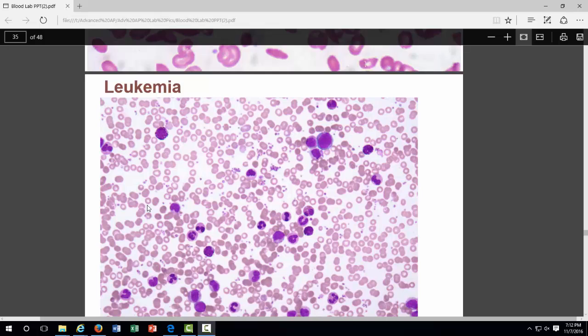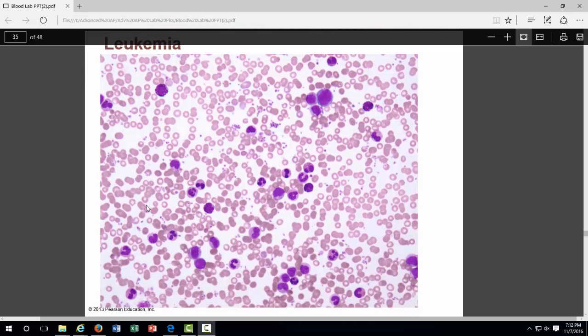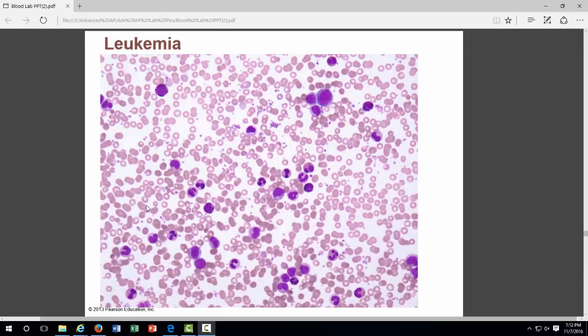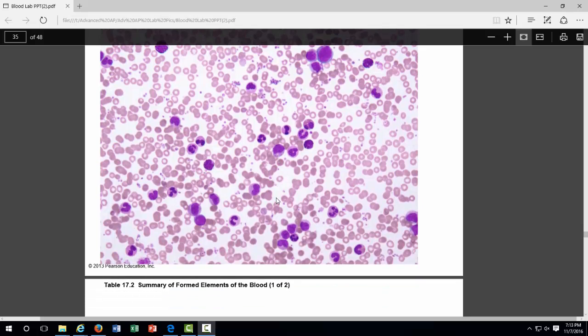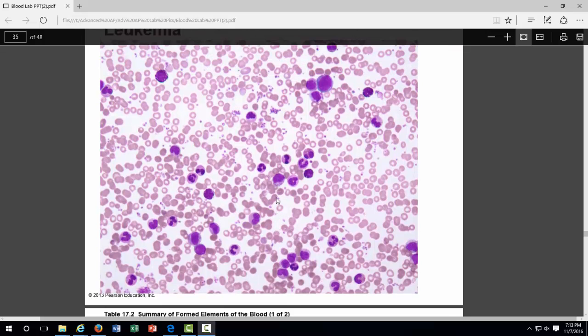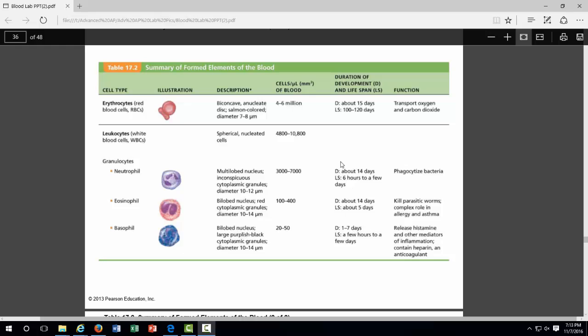But if you look at this slide, there's way too many white blood cells, right? You know they're the white blood cells because they have a nucleus, because red blood cells don't have a nucleus. So we can see many, many different types of white blood cells in here, and this is an example of leukemia. So that's what that would look like if someone came in and needed a blood test and they wanted a differential. They could determine how many of each kind, but just looking at this, we can see there's way too many white blood cells. Questions on that?